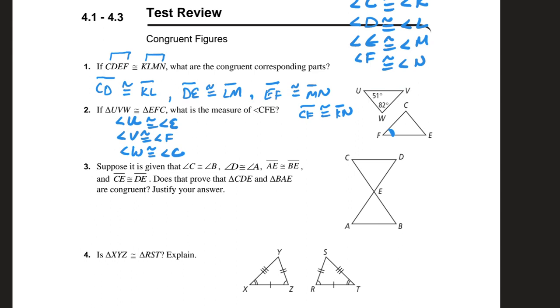So I just have to look at angle V. We don't have angle V, but we do know that 82 plus 51 gives you 133. And we know that the sum of the angles is 180. So we have 180 minus 133, which gives you 47. So angle V is 47. Therefore V corresponds with angle F, so this is also 47. So I answered the question.